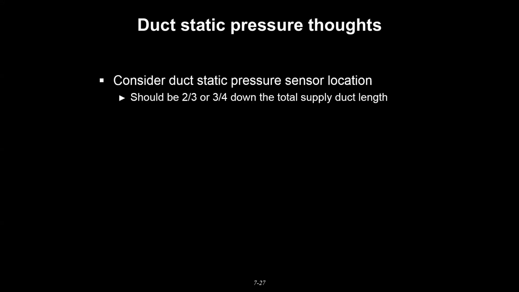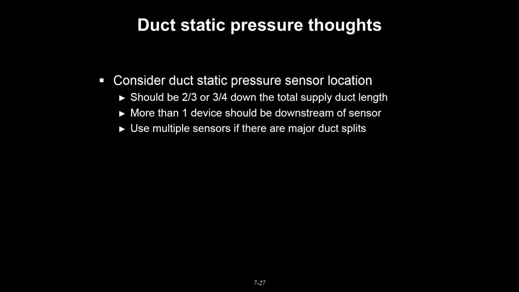So a few thoughts on the duct static pressure sensor in particular. You want to see this thing two-thirds down the duct, or I believe the UFC calls for three-quarters of the way down the duct, but it can be helpful to not have a single device downstream of the sensor because that may unnecessarily drive the fan speed.